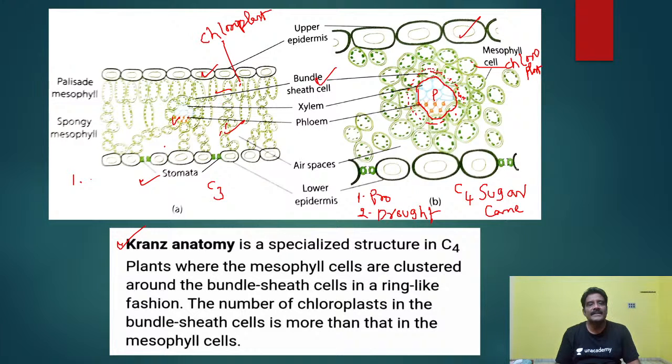This type of bundle sheath is not present here. I mean, bundle sheath cells are not present in the leaf of C3 plants. Here, the bundle sheath around the vascular bundle is present. That point you have to understand. This is the bundle sheath cell.